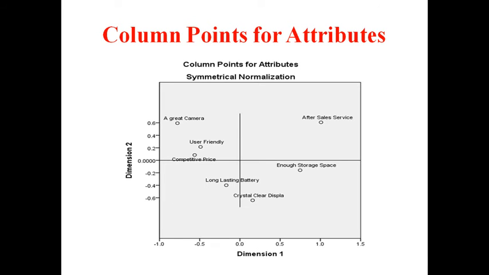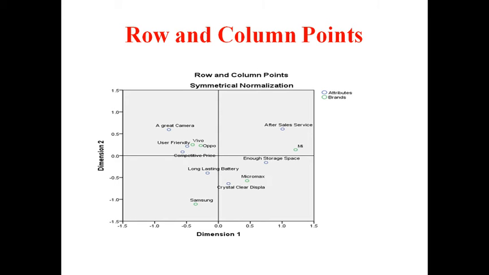Then we have discussed the attributes, how one attribute is related to the other. Then finally we have discussed this, the Vivo and Oppo people relate, like Vivo and Oppo are user friendly, great camera, competitive price. Micromax customers relate with crystal clear display, long lasting battery, enough storage space. MI, after sale service. Wherever the brand is far away from the attributes, that brand has to work on these attributes. So that is the meaning.